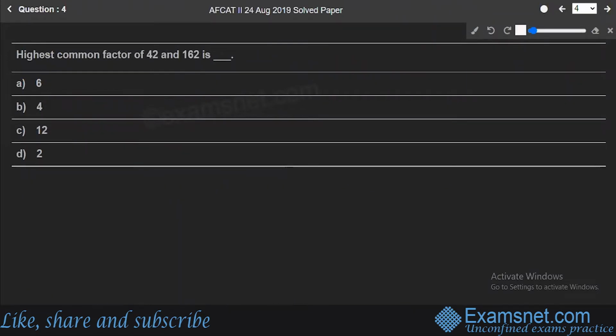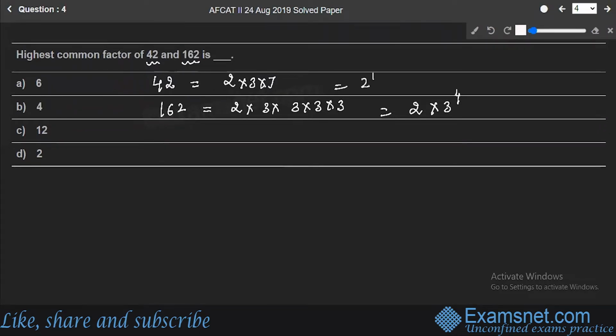Question number 4. Highest common factor of 42 and 162 is. First of all, let's write down the factors of 42 and 162. 42 has the factors 2 into 3 into 7, and the factors of 162 are 2 into 3 into 3 into 3 into 3, or you can write it as 2 into 3 raised to power 4. And this is equal to 2 raised to power 1 into 3 raised to power 1 into 7 raised to power 1.